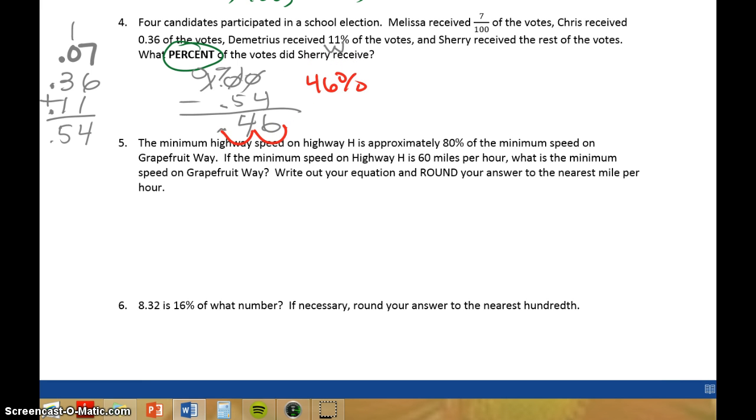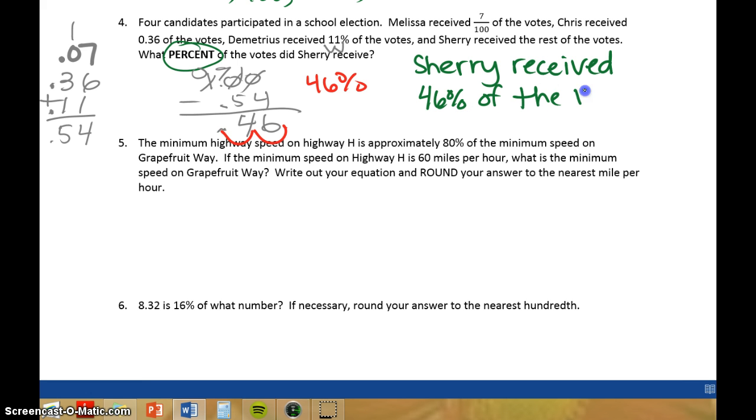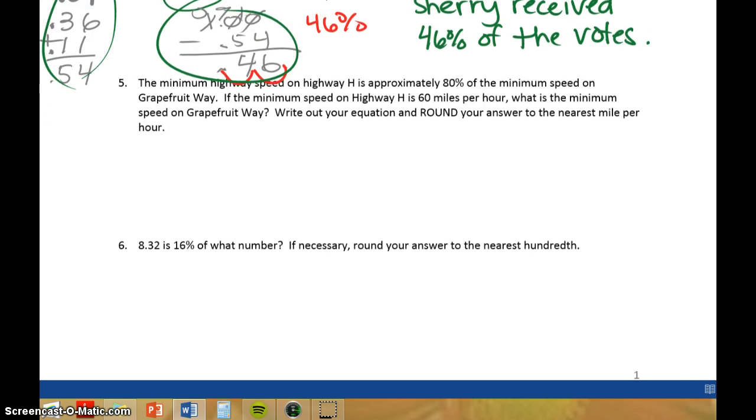Now our final answer, again, needs to be in complete sentences. So we would write: Sherry received 46% of the votes. Now I want to make sure I answered my question. So I restated my question. It says, what percent of the votes did Sherry receive? Well, Sherry received 46% of the votes. I answered my question, and I proved it by this work right over here and right here. So I used my wrap in math. That's what wrap in math would look like there.